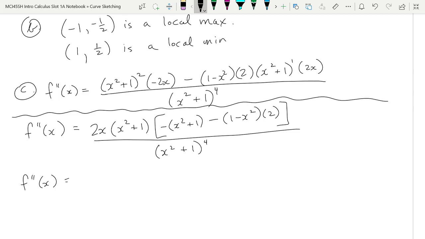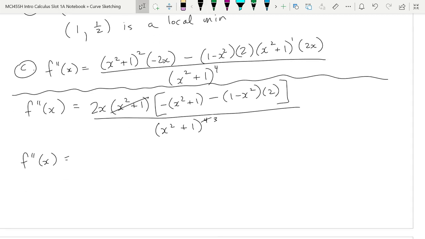All right. What can we do now? Well, now that factor can cancel one of those, leaving 3 of them behind. And in the bracket there, I can simplify that. I can simplify this to, let's see, that'll be negative x squared minus negative 2x squared, which is 1x squared. And it'll be negative 1 minus 2 times 1, so it's x squared minus 3, all over x squared plus 1 cubed. And there we have it. There's our second derivative. Great.